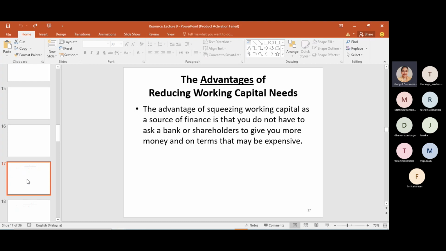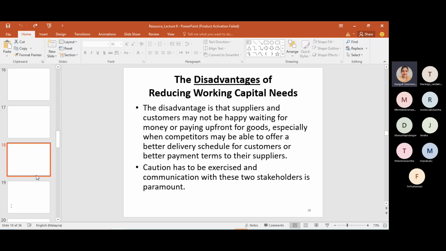Okay, so when a business can manage their own working capital, there is no need for them to take loans from banks or take money from shareholders. That is not necessary. That is not needed. So that is a huge advantage. You don't have to ask a bank or your shareholders to give you more money. And what are the disadvantages of reducing working capital needs?